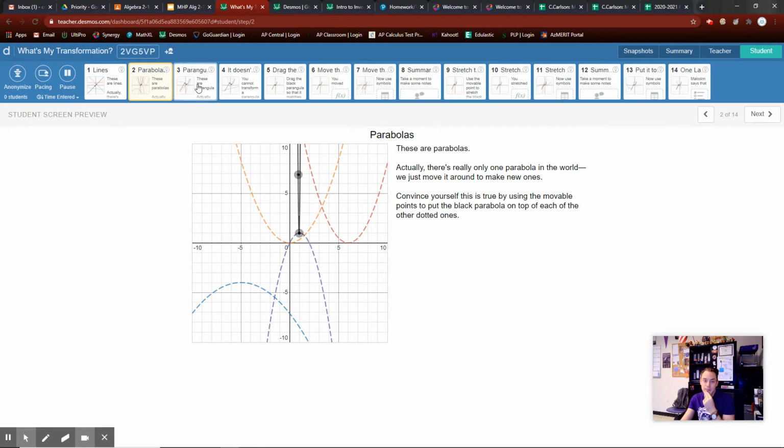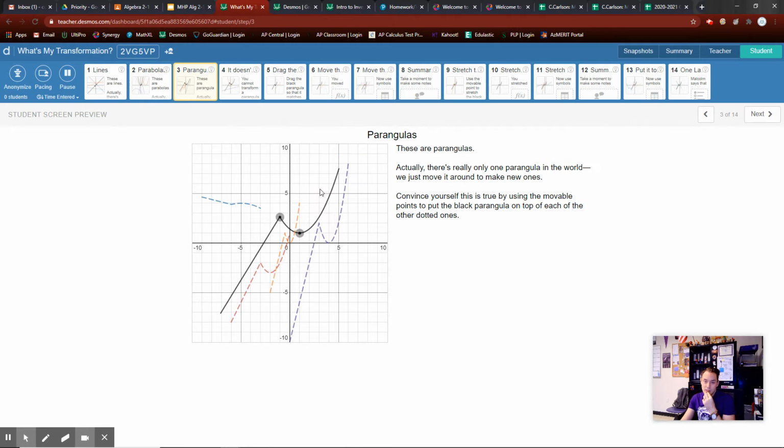Okay, now these are a weird kind of function. They're called parangulas. Very, very funky. I can move it, kind of switch it around. They're nice functions, and they actually kind of look like our piecewise functions. Everything's starting to match. Again, we're in the unit of equations and functions, guys. We're looking at functions, and we're looking at equations, and we're putting them together, and we're trying to make graphs out of them, right? Yes?